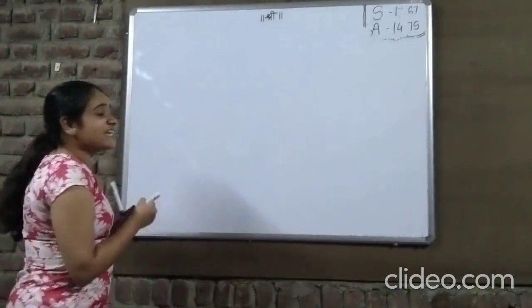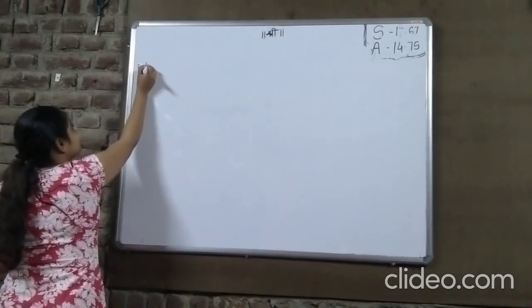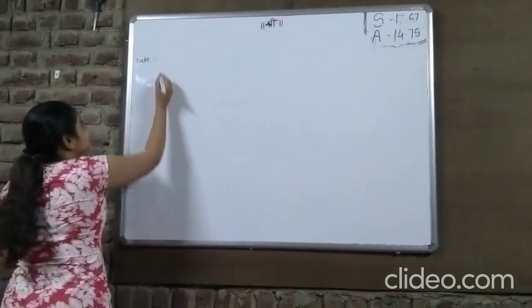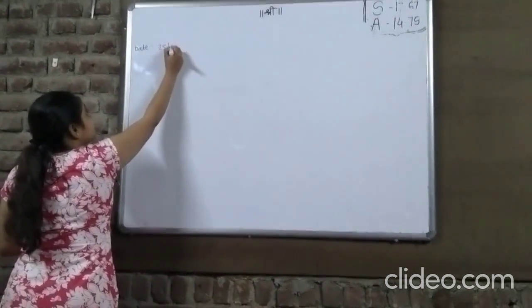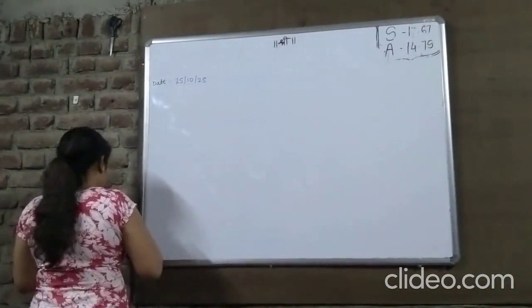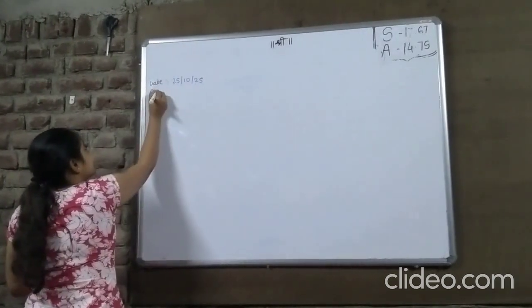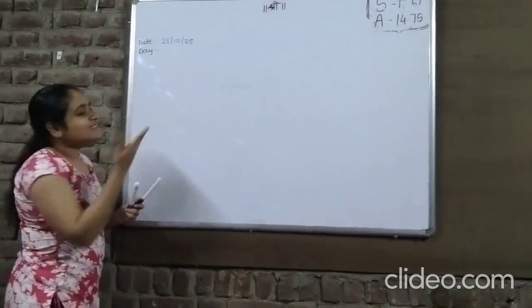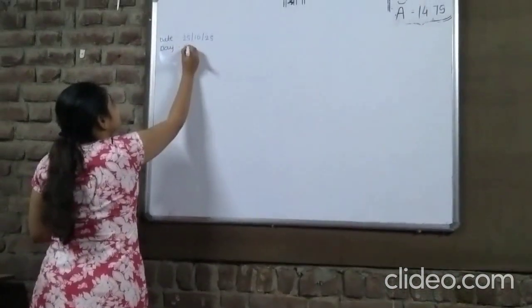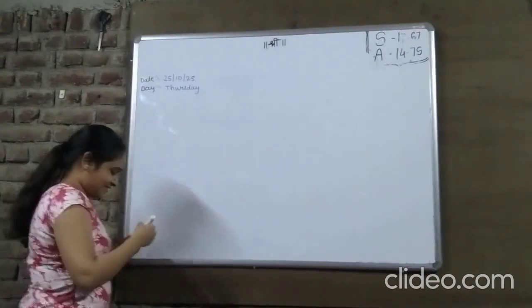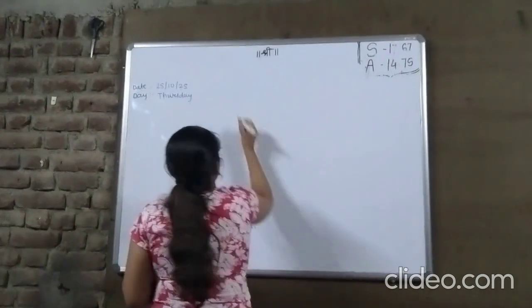Okay, what is today's date? 25. Okay, Friday. What is today's day? Friday. Today is Thursday, beta. Okay, ठीक है.